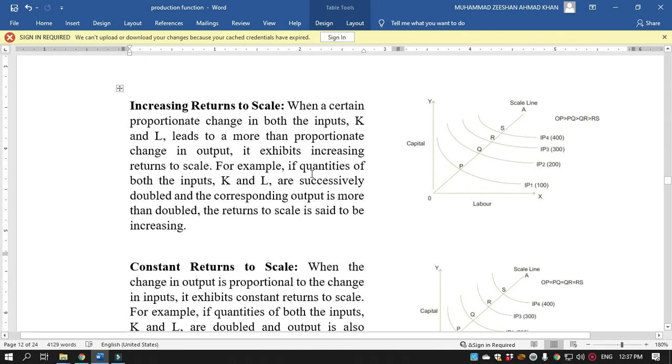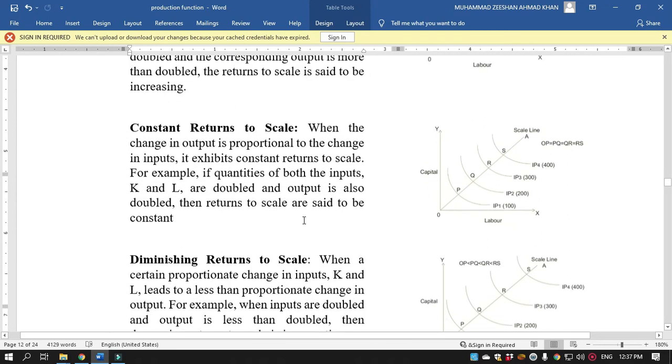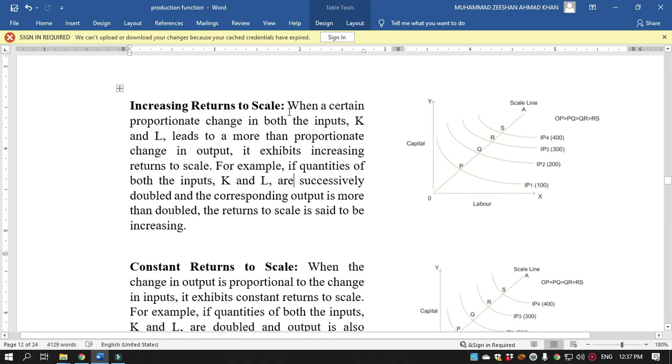Return to scale means that when we are deploying the input variables or factor inputs, the behavior of production in response depicts the return to scale. There are three kinds of return to scale: increasing return to scale, constant return to scale, and diminishing return to scale. Increasing return to scale means that a certain proportionate change in both inputs, capital and labor in our case, leads to more than a proportionate change in the output.